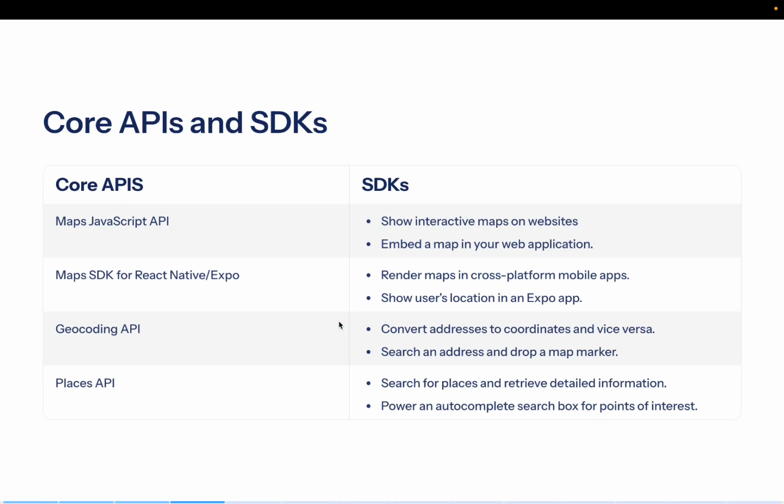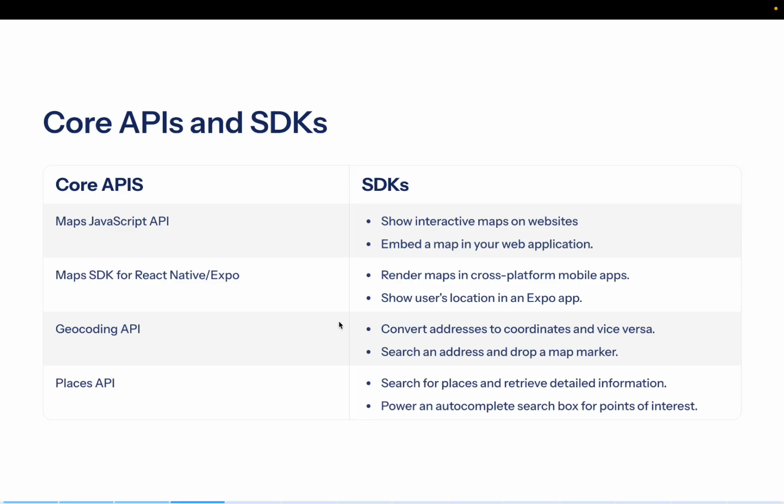Let's move into core APIs and SDKs. The first one is the Maps JavaScript API, which helps to show interactive maps on websites. The other one is the Maps SDK for React Native Expo, which helps to render the maps in cross-platform mobile applications, both iOS and Android. The other one is the Geocoding API, which helps to convert an address into coordinates, and based on the coordinates we can get the address.